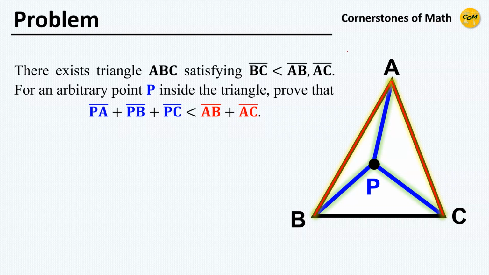Today I've got this nice little geometry problem for you. The problem is, there exists triangle ABC satisfying that the side length of BC is less than side lengths AB and AC. That is, BC is the shortest side of the triangle. For an arbitrary point P inside the triangle, prove that PA plus PB plus PC is less than AB plus AC. That is, the sum of distances from P to the 3 vertices is less than the sum of the lengths of the two longer sides of the triangle.